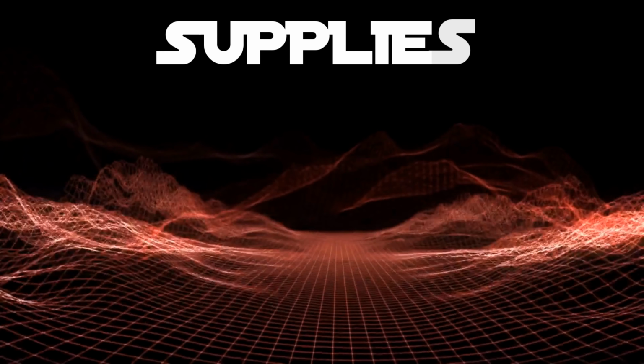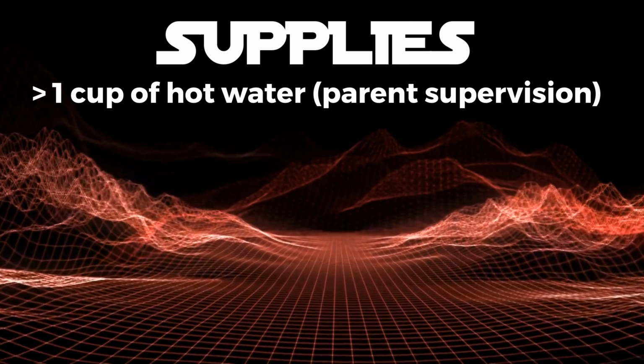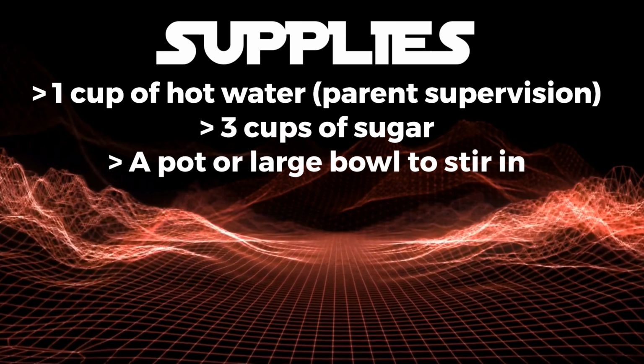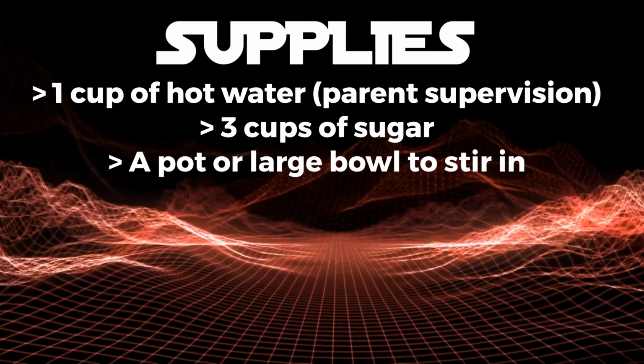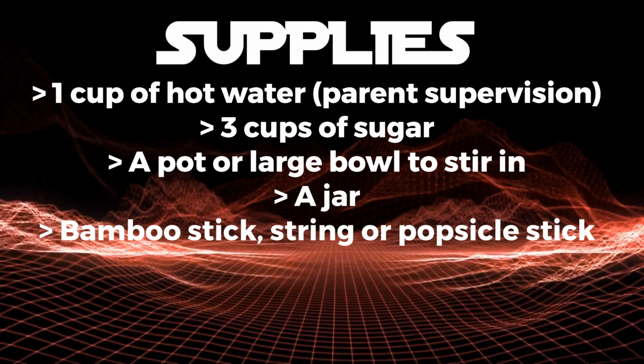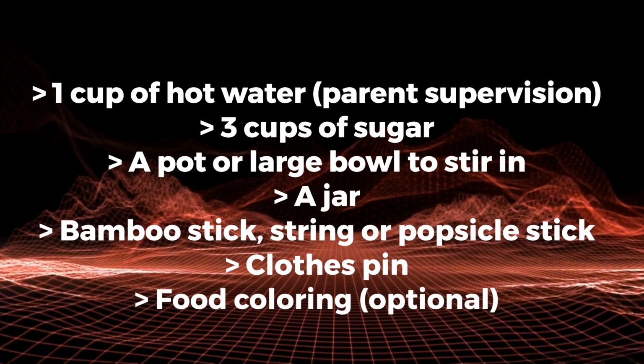These are the supplies you are going to need. 1 cup of hot water, parent supervision, please. 3 cups of sugar, a pot or a large bowl to stir in, a jar, bamboo stick, string or popsicle stick, clothespin, and food coloring is optional.